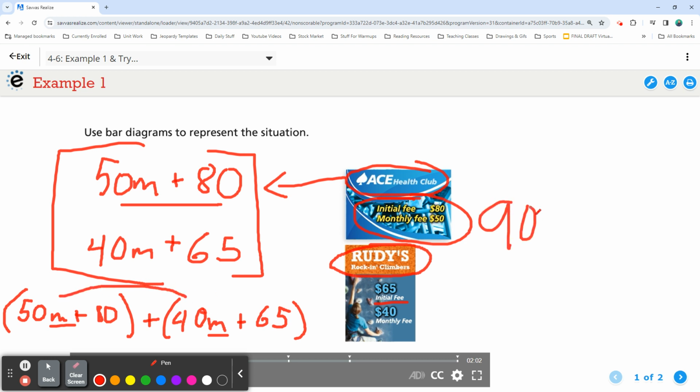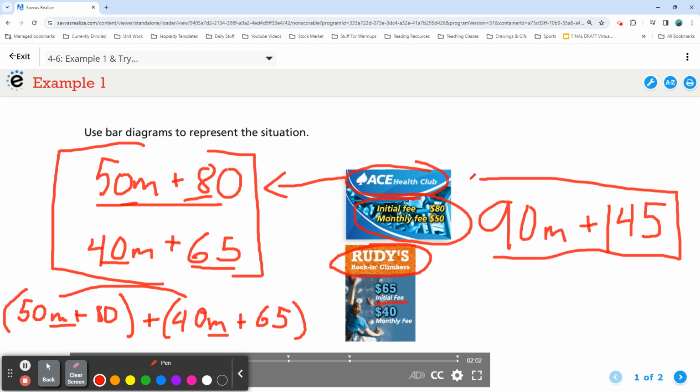Okay, how much are we paying per month? Well, we're paying $90 per month, right? 50 here and 40 here. And how much did we pay to start up both of these gyms? Well, 80 plus 65. It cost us $145 to start in the gym, okay? So this would be your total cost of these two health clubs. Okay, so again, that's what I want you to wrap your brain around when we're talking about adding expressions. As long as everything is addition, we don't care that it's necessarily expressions.